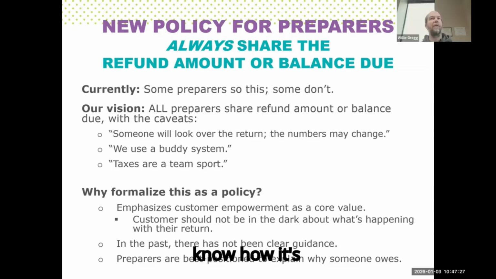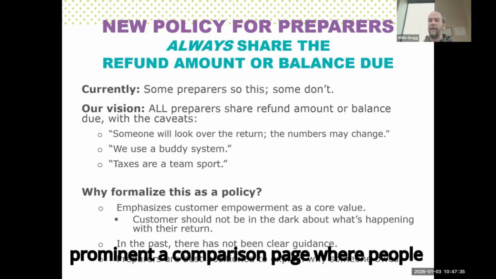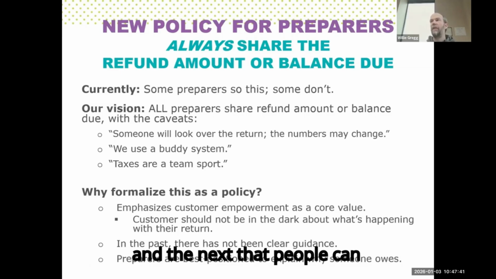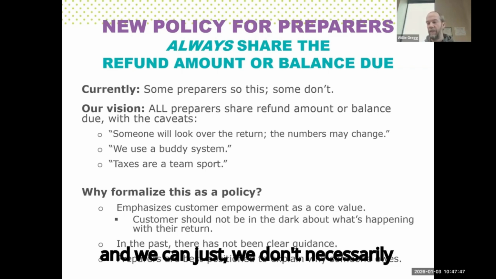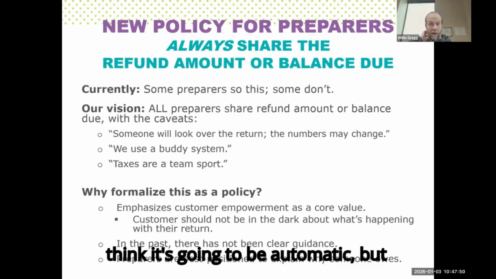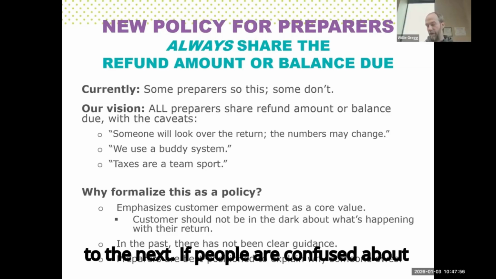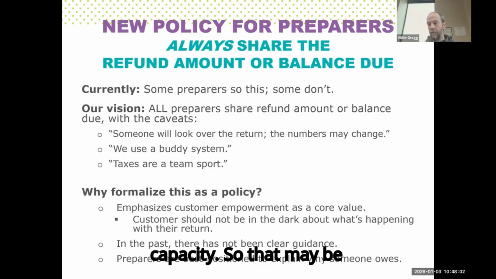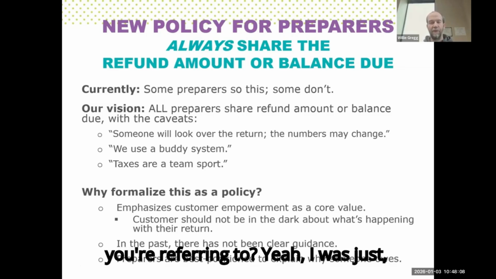I don't know how it's used there. I know that they have been implementing it and it's been there, but they've made more prominent a comparison page where people can see the difference between one year and the next. I think it'll be an option if it is pulled up for us, and we don't necessarily think it's going to be automatic, but there are situations where it can make it a little bit easier to compare one year to the next if people are confused about why their refund changed in some way or capacity. So that may be an option people can use for that. Is that kind of what you're referring to?